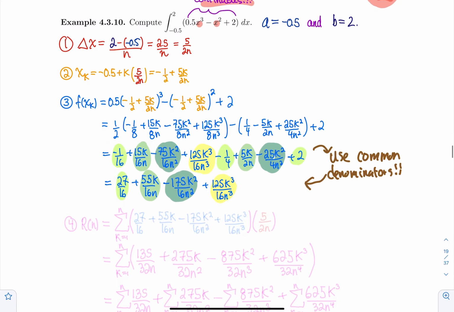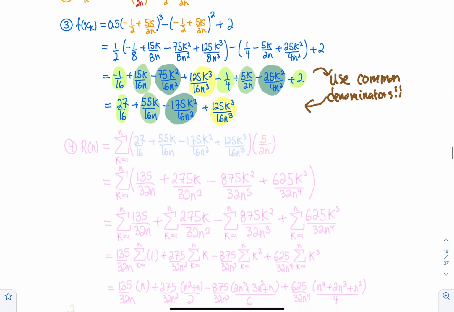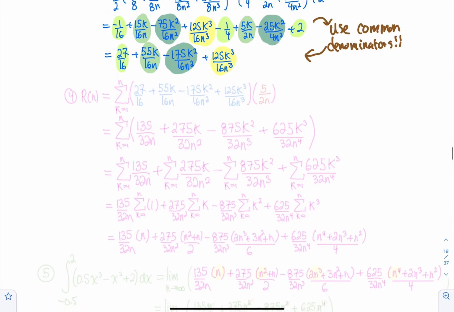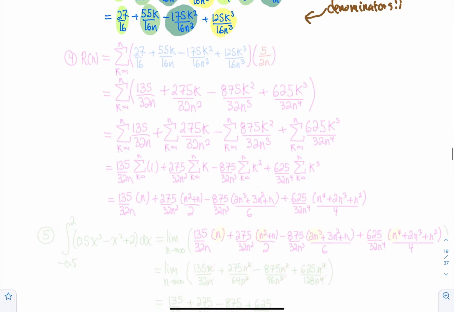Now, step 4, the big step of those 5 steps, is the computation for Rn. Remember what Rn is? It's the area of the n rectangles using the right Riemann sum. So here, Rn is the sum of all rectangles from k equal 1 to n of f of xk times delta x, where we know what f of xk is, freshly computed here, and we know what delta x is, also freshly computed.